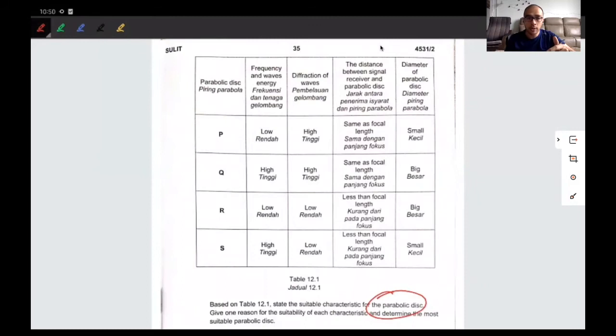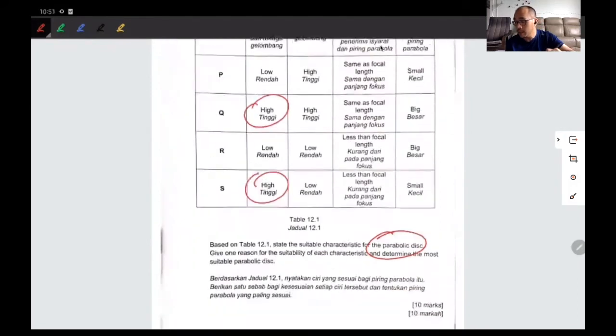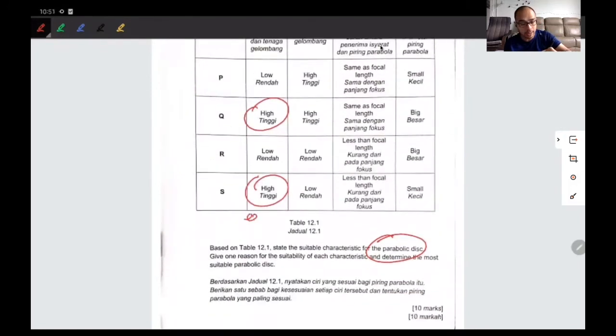Okay, we want to have high wave energy and high frequency, so that it is easy to reflect, easy to diffract. No, it doesn't lose energy lah.